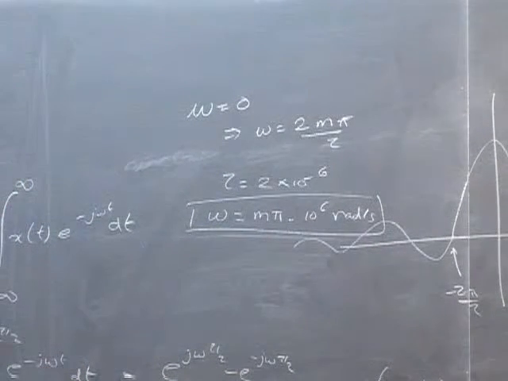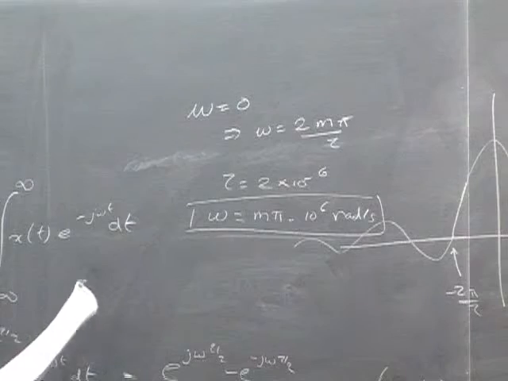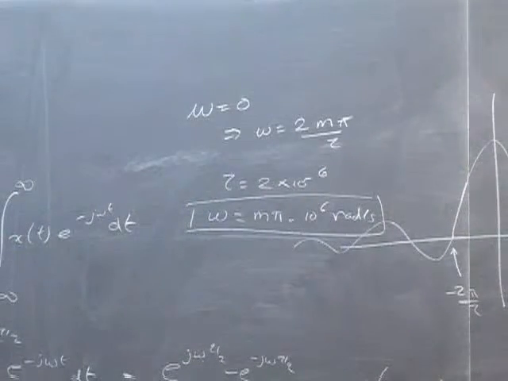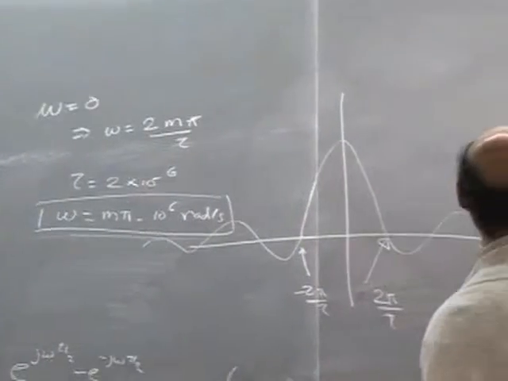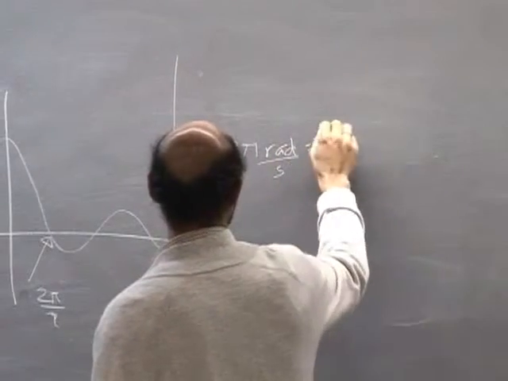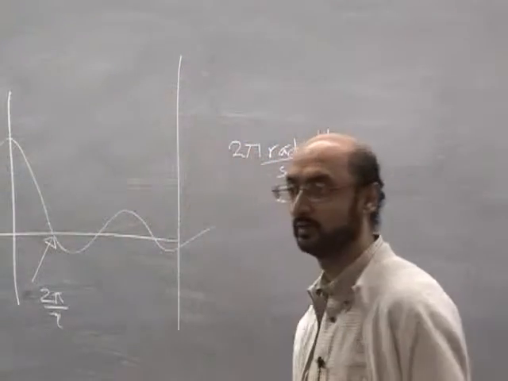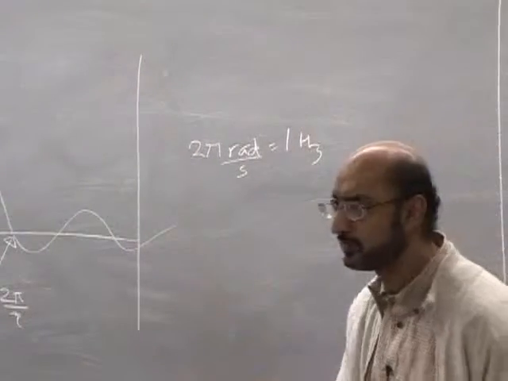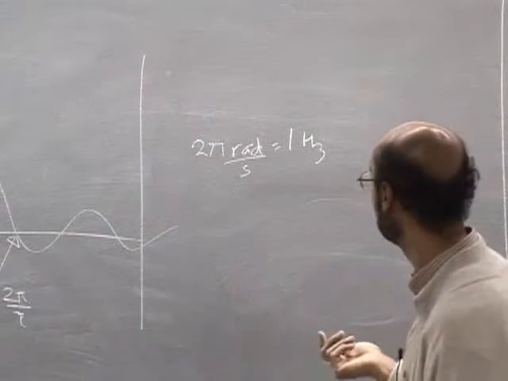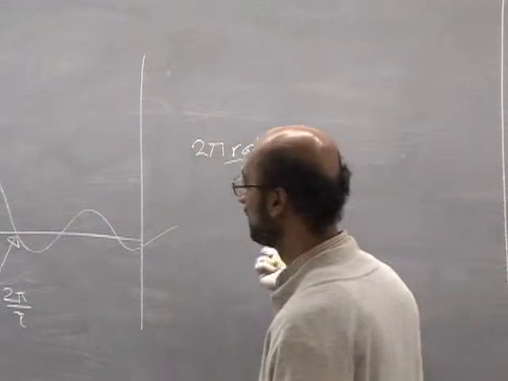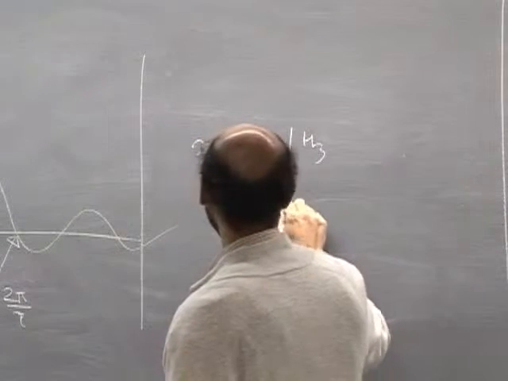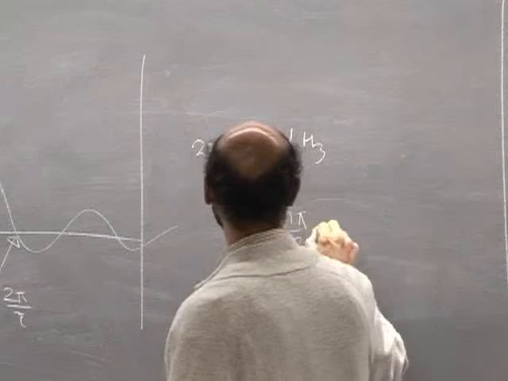To get a better understanding of this, we can rewrite it. We know that 2 pi radians per second equals 1 hertz, right? Because in 2 pi radians, you do 1 complete rotation of the phasor, that's 1 cycle per second, or 1 hertz. That's the conversion formula. So that one can be rewritten as m pi by 2 megahertz.